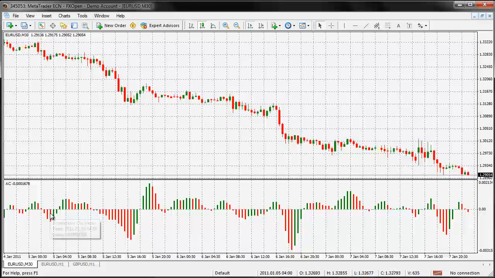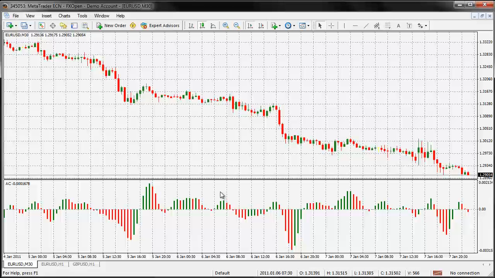What we see here is the accelerator oscillator now being applied to the bottom part of the window. You will see some figures at the top, one at the bottom here, and then one in the middle, 0.00. Now as I'm scrolling over it, it's bringing up a caption that's saying vertical scale, or the 00 line as it's sometimes known.